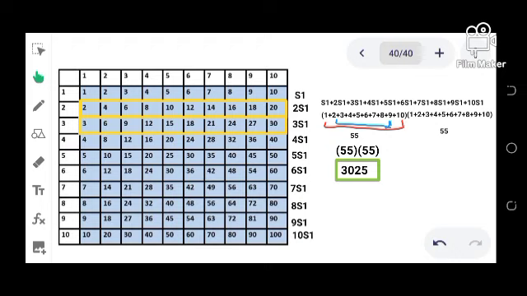Now, it is very interesting to note that by using the same procedure we did in this video, we can actually find the sum of the entries of a multiplication table of any dimension.